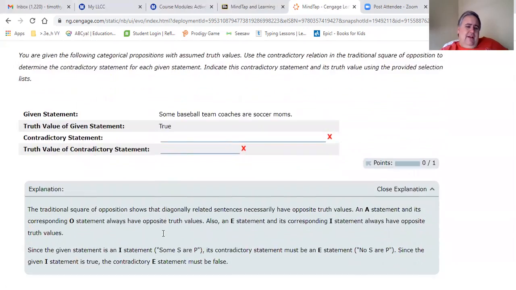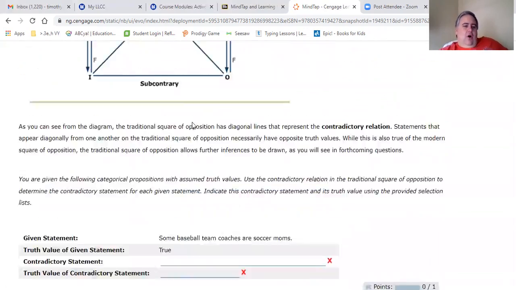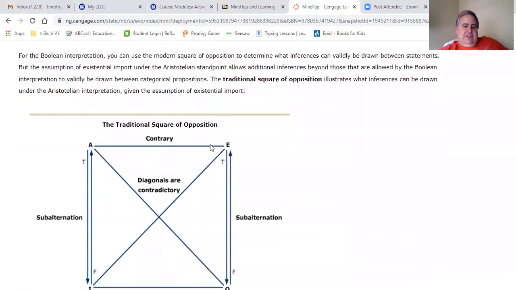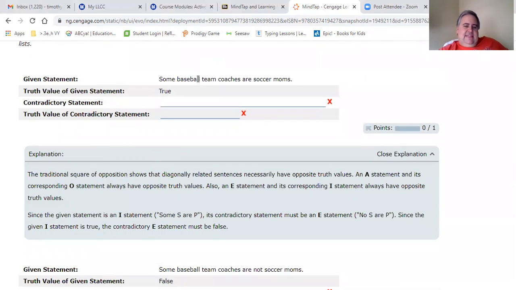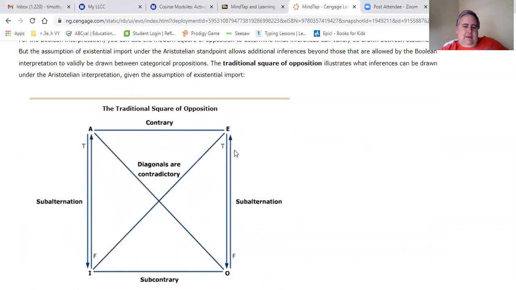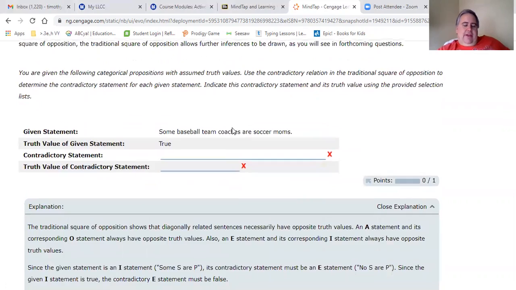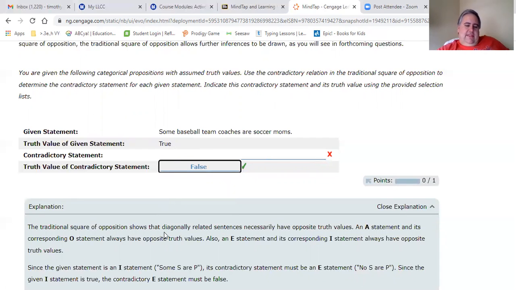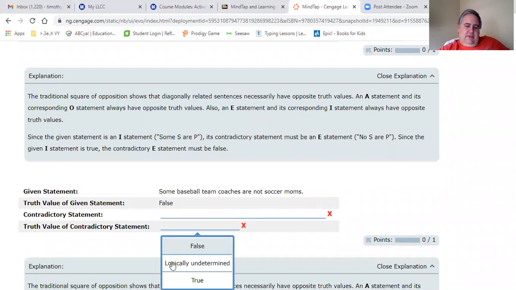Now, you come down here and it gives you some examples. All this first one is asking you to do is to look at the contradictory relationship. The contradictory is always going across the square. So if it says some baseball coaches are soccer moms, that's an I statement, which means the contradictory relationship is going to talk about an E. So some are blank, that's an I statement. We're going to talk about E statements. And whenever one is true, the other one's going to be false.